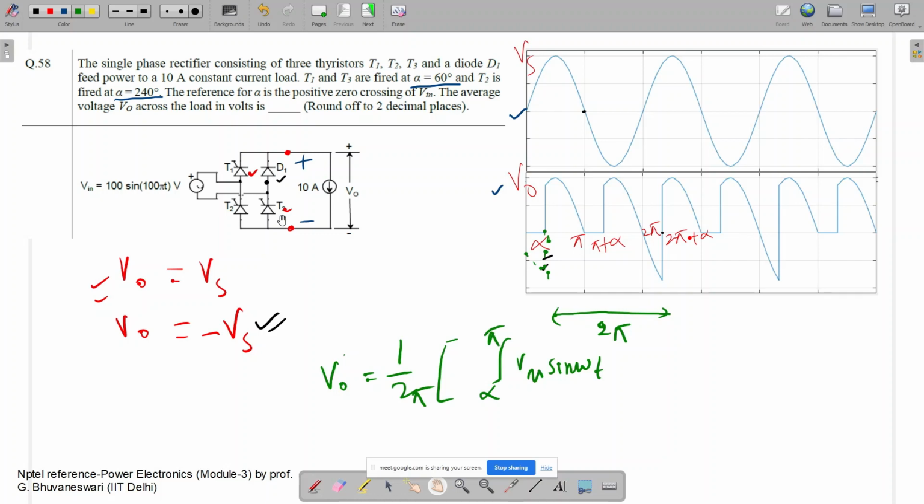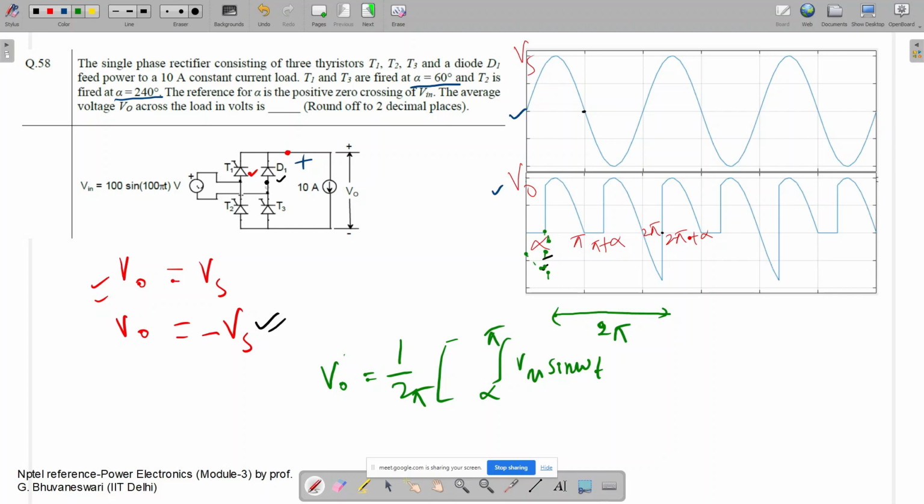This D1 and T3, this is T3, this D1 and T3 will do the freewheeling. D1 and T3 will do the freewheeling from pi to pi plus alpha. Again at pi plus alpha, what are we doing? We are firing the T2.